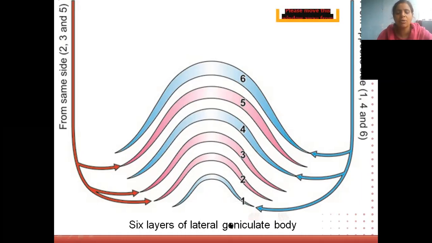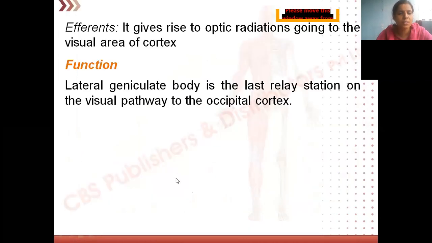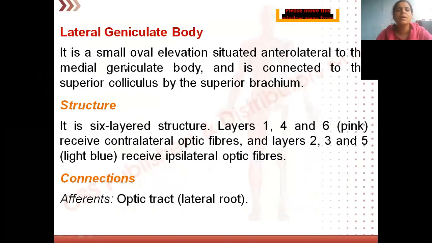So the lateral geniculate body carries the optic fibers. This is concerned with the mechanism of what? Vision. Okay, so that is about the lateral geniculate body. It may come for a 5 marks or 3 marks question. Small oval elevation situated anteriorly. I have discussed this as corpora. That is different. Superior colliculus, inferior colliculus.